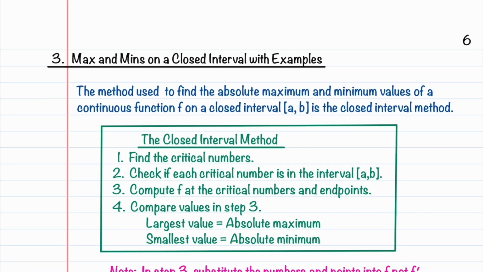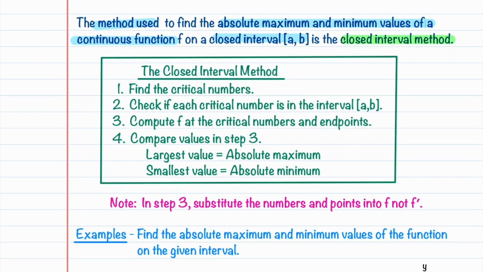Let's now learn how to find maximum and minimum values of a function on a closed interval and then walk through some examples. The method used to find absolute maximum and minimum values of a continuous function that we'll call f on a closed interval from a to b is called the closed interval method. I have outlined what this method is. It has 4 steps that we need to follow.